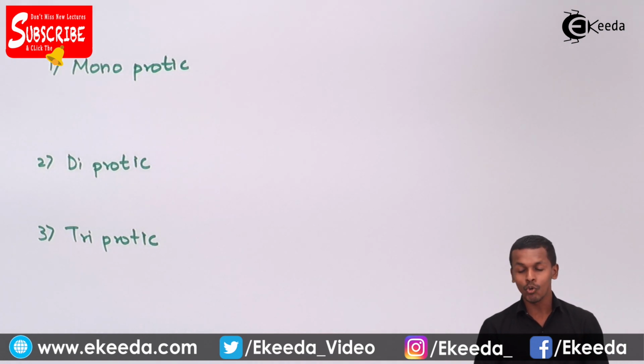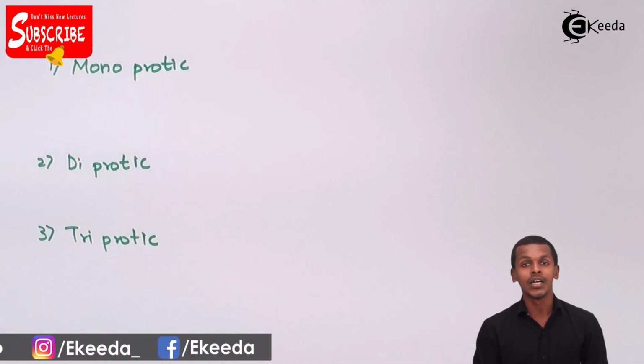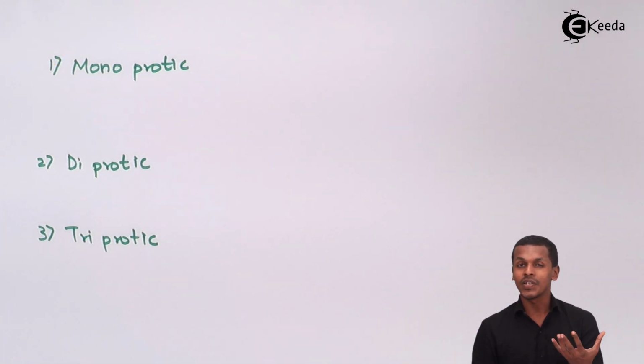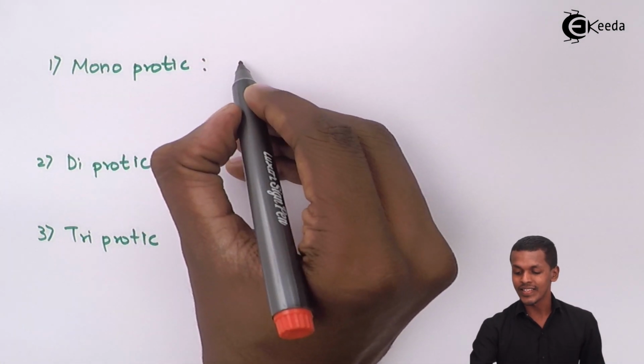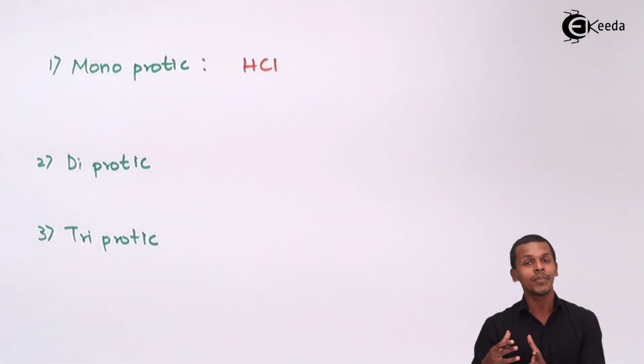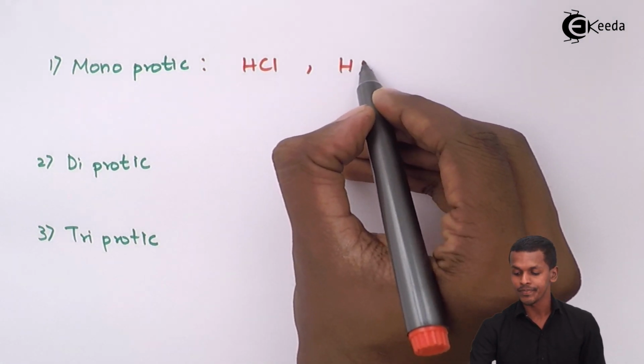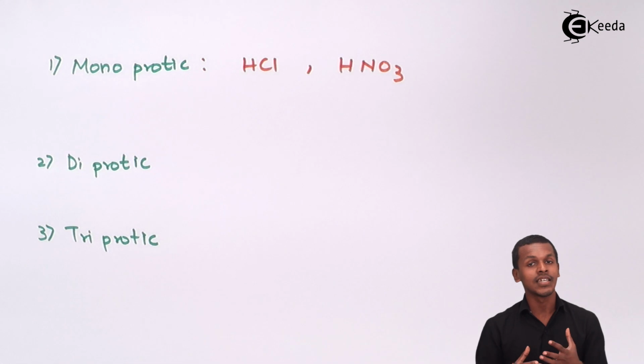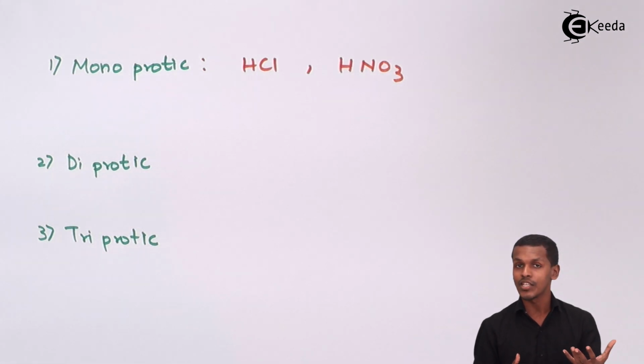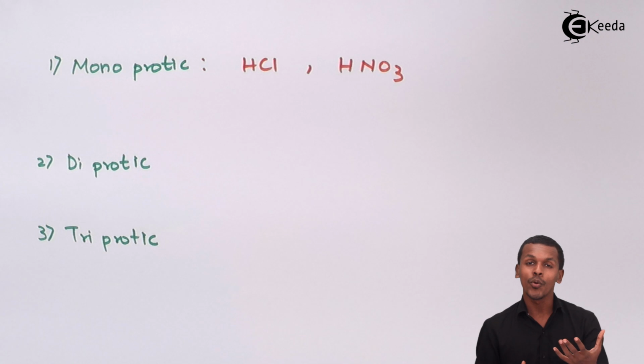When we talk about monoprotic acids, these are the acids which, when dissolved in water, form H+ ion produced from only one molecule of the compound. For example, if I take 1 mole of HCl, it will produce only 1 mole of H+ ion, and that is the reason it is called monoprotic. Similarly, we can say this for HNO3, nitric acid. Nitric acid, when dissolved in water, also produces 1 mole of H+ ion, which makes it a monoprotic acid.